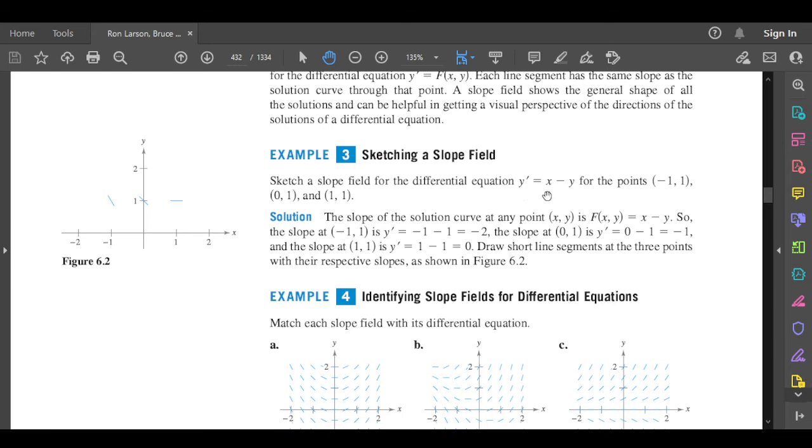Given y prime equals x minus y, we are going to plot these points: negative 1, 1; 0, 1; and 1, 1. Identify the slope of the solution given by these points. At negative 1, 1, if you substitute, your x here is negative 1, your y is 1. We have minus 1 minus 1, so you have minus 2. So this minus 2 is the slope of the solution.